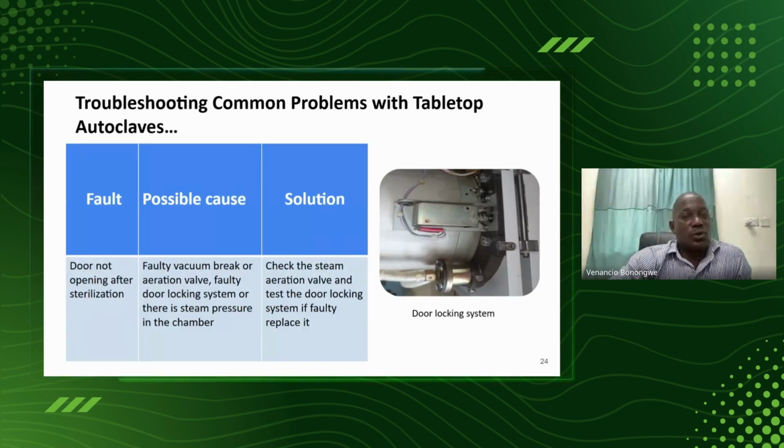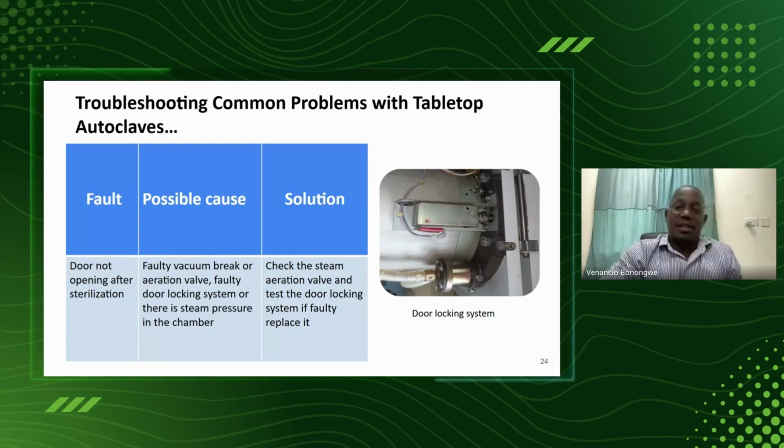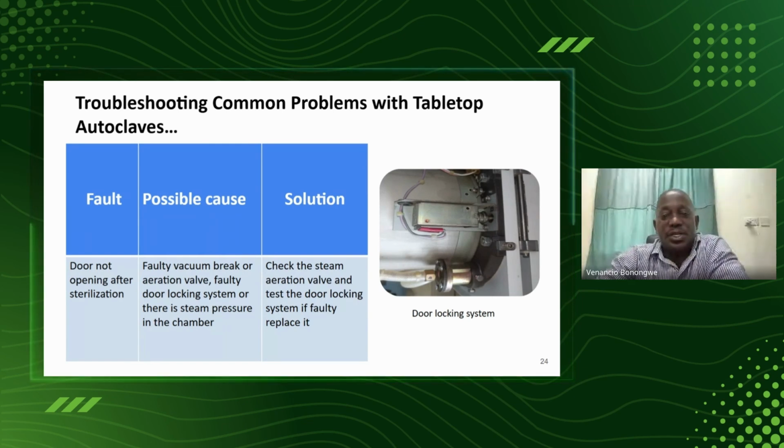The other problem is the door not opening after sterilization. Daniel mentioned about this, and this can happen due to a faulty vacuum brake or an aeration valve. It can also happen due to a faulty door locking system, or there is pressure in the chamber. Because when there is pressure in the chamber, you will not be able to open the door because there will be too much pressure in the chamber. So as a solution, check the steam aeration valve. If it is faulty, replace it and test the door locking system. And if it is faulty, also replace it. And the picture on the right-hand side is the door locking system.